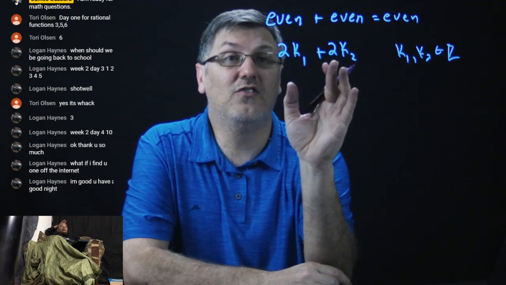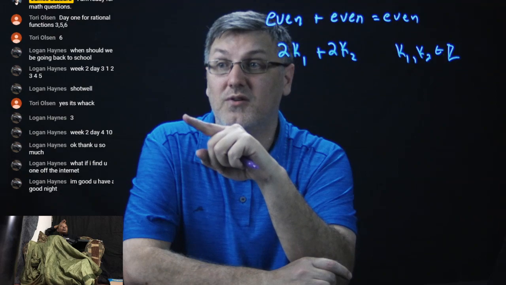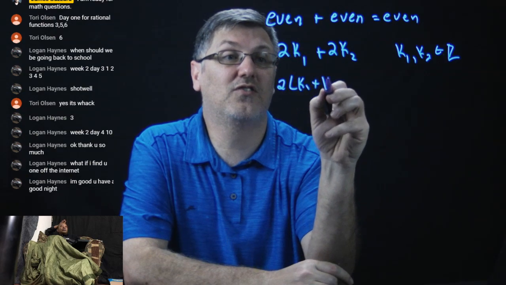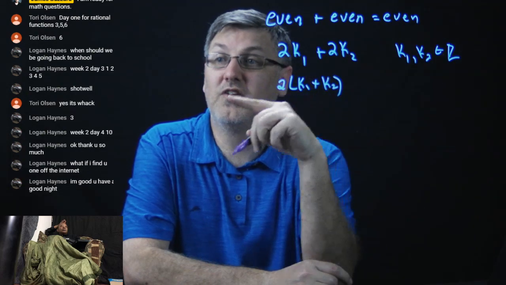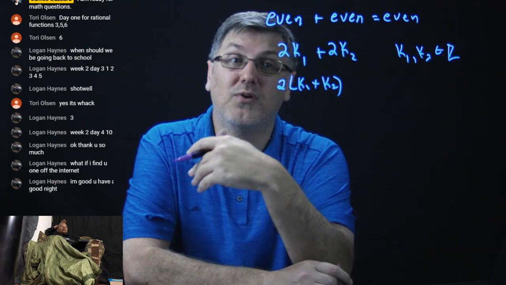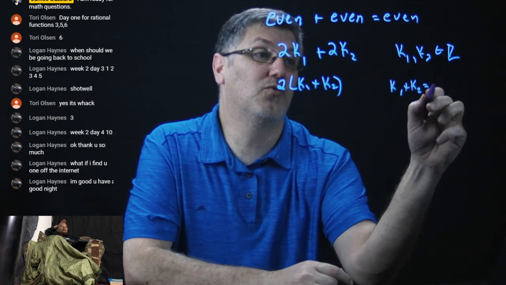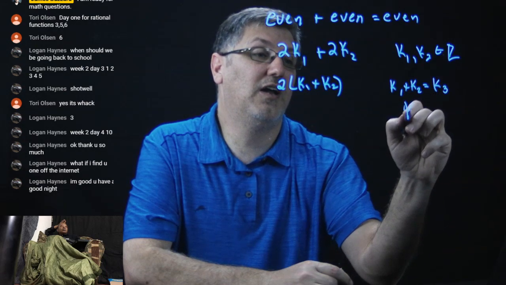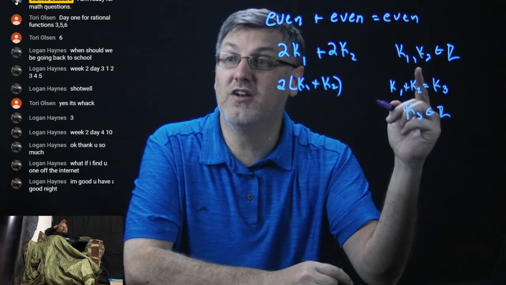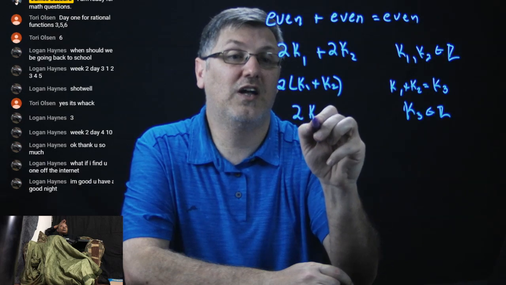Now, if we add these, we can't because these are different variables. However, there's a GCF, right? So now I have 2 times (k sub 1 plus k sub 2). And if you add integers, it's a closed group. Therefore, k sub 1 plus k sub 2 equals k sub 3, and k sub 3 is an element of the integers because the integers are a closed group under addition. So this becomes 2k sub 3.